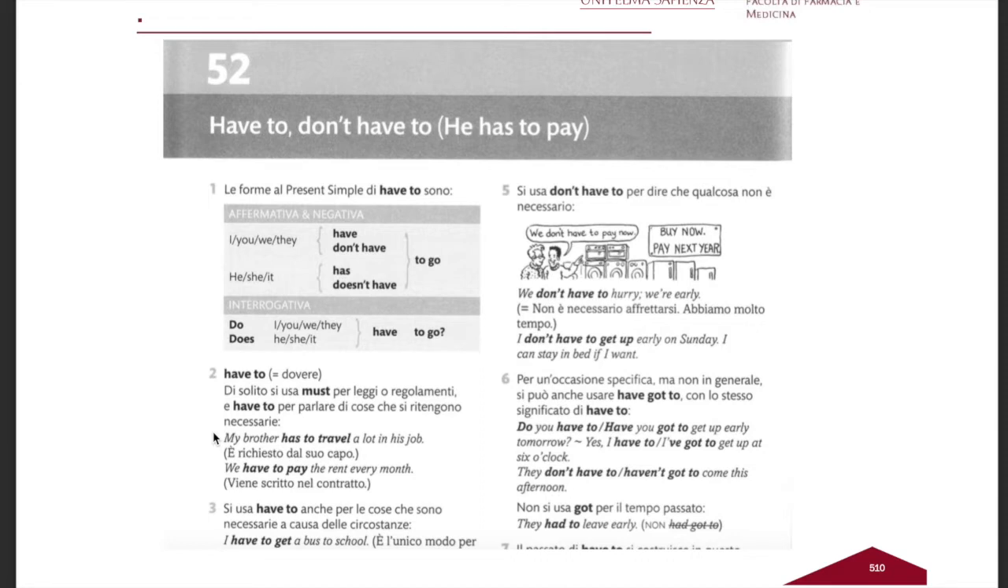Here we see some examples. My brother has to travel a lot in his job. We have to pay the rent every month. And so here it's saying, my brother has to travel a lot in his job. It's been requested by his boss. His boss says he has to do it. We have to pay the rent every month. It's written in the contract. So this isn't like a general law of life, right? Like gravity. This is an obligation that we have to do, an obligation that's specific to us.